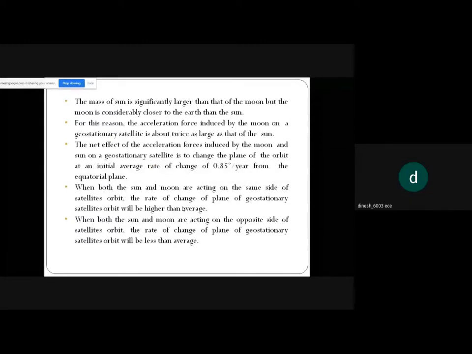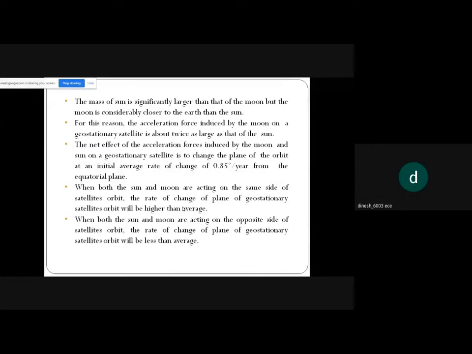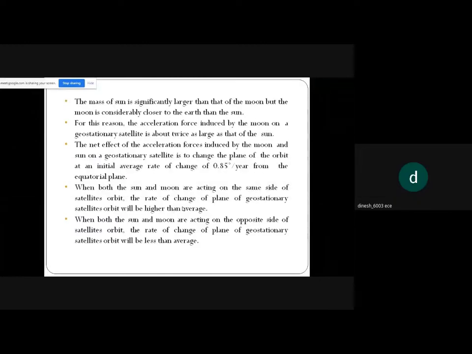So the mass of the Sun is significantly larger than that of the Moon, as we all are familiar, and the Moon is considerably closer to the Earth than the Sun. For this reason, the acceleration force induced by the Moon on a geostationary satellite will be twice as large as that of the Sun. So the net effect of the acceleration forces induced by the Moon and the Sun on a geostationary satellite is to change the plane of orbit at an initial average rate of change of 0.85 degree per year. So every year it will change by 0.85 degree due to these acceleration forces.